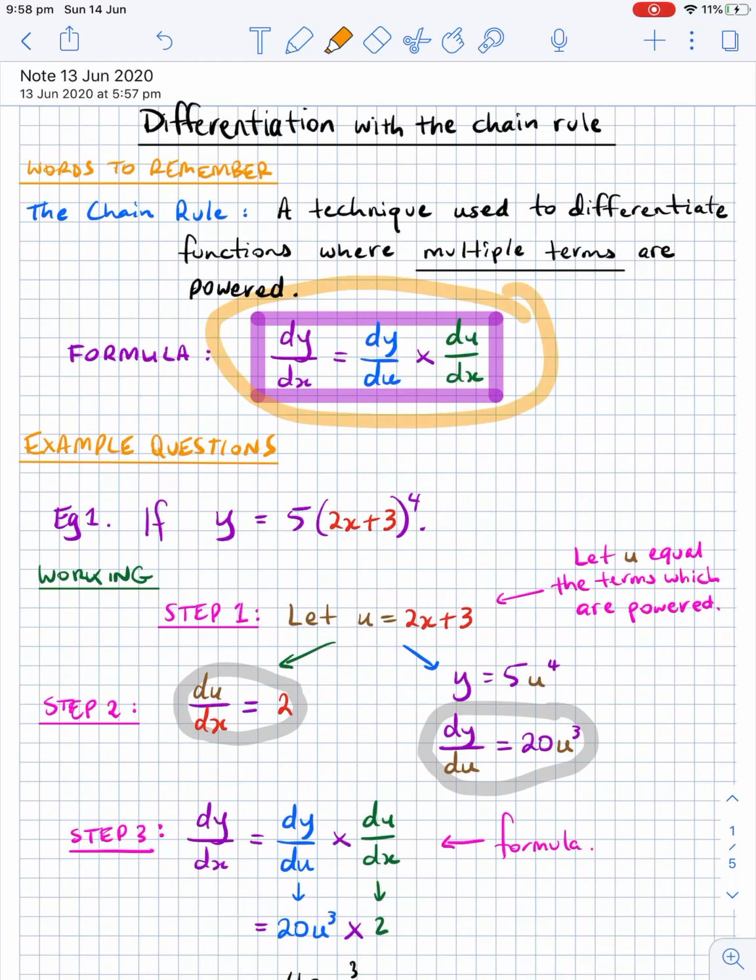So this is the formula. dy dx is what we're trying to find. That's the derivative of our function. And that is going to be equal to dy du multiplied by du dx.